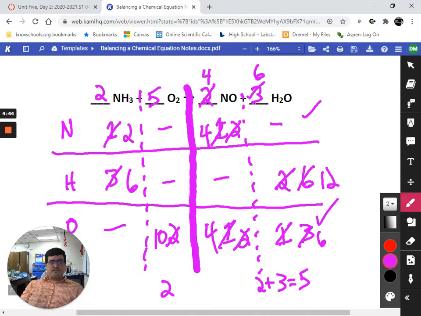Oh my gosh. And that created a new set of problems, right? Our oxygen's fine. We have 10. We have 10 over here. 4 plus 6 is 10 on this side. That's no longer 2, right? We got 10 right there. We have 4 plus 6, which gives me 10 on this side.